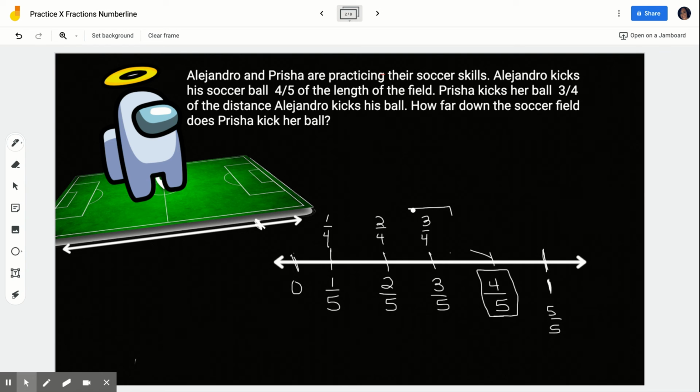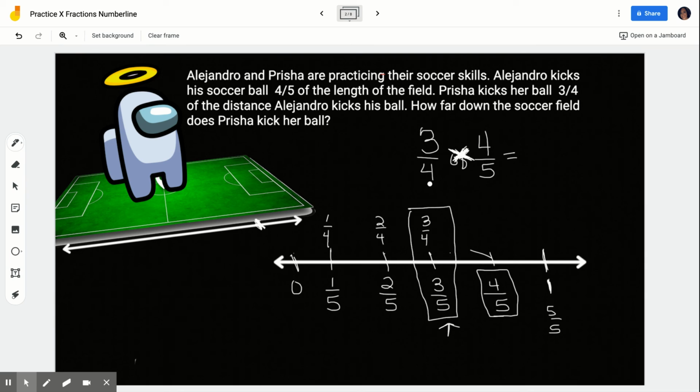So the answer here, according to our number line, is Prisha kicked her ball 3/5 of the entire field. So let's check our thinking. Let's check our model with multiplying using the algorithm. So if Prisha kicked hers 3/4 of, we've been practicing this a lot with face-to-face, reading it as 3/4 of 4/5, and then coming back in and replacing this word of with a multiplication sign, because that's really what that means. We're trying to figure out a fraction of a fraction.